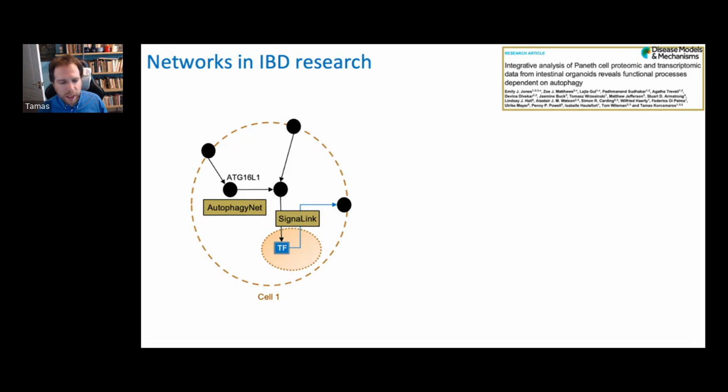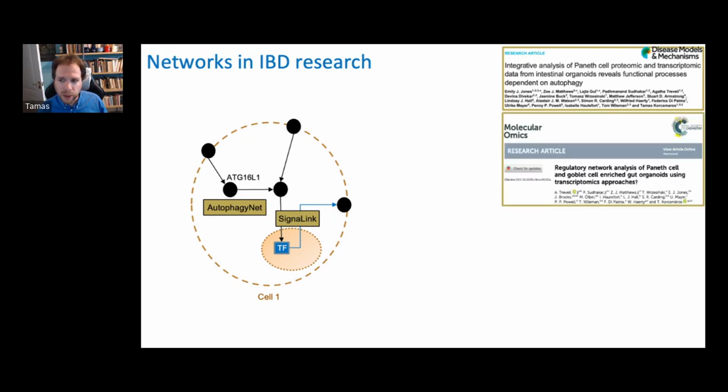We also created SignaLink, which is one of the top signaling network resources, a very comprehensive resource if you're interested in signaling pathways in human. This was the resource that we used for the study I mentioned in the previous slide on creating cell type specific networks. These cells are receiving signals from other cells, mostly in the form of cytokines, and we created a resource called CytokineLink. With that, you can map cytokine-based interactions.